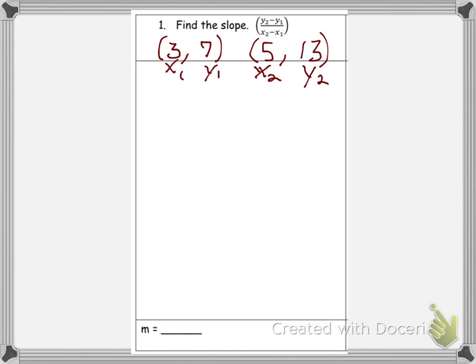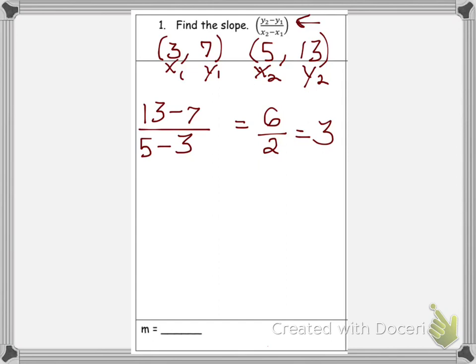As you can see in the parentheses up here, the slope formula says y2 minus y1. So I'm going to do 13 minus 7, which gives me 6. And in the denominator it says x2 minus x1. So I'm going to do 5 minus 3, which equals 2. And then when you divide 6 divided by 2 in your calculator, it is going to equal 3. So therefore, my slope is 3. So down here where it says m equals, I'm going to write 3.